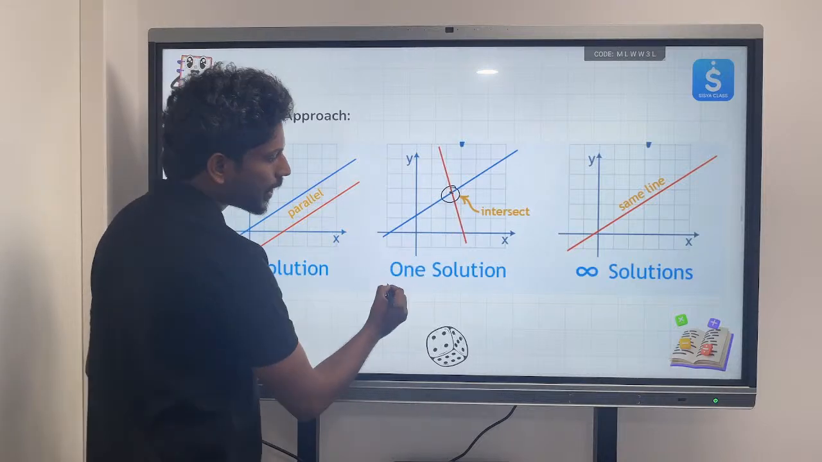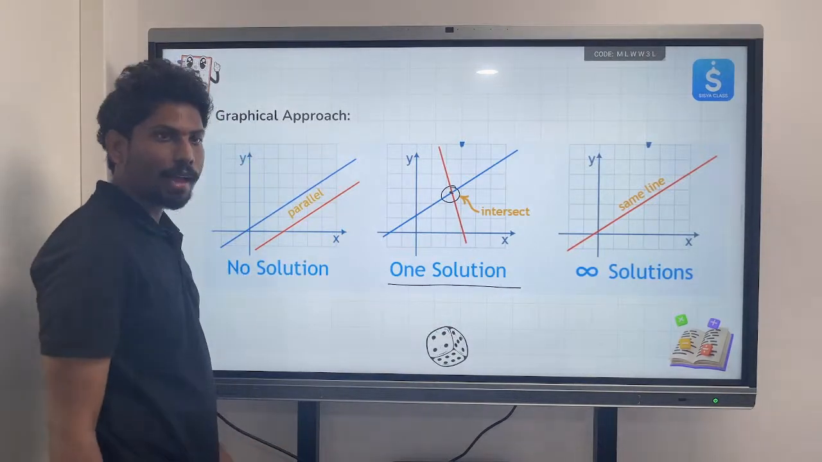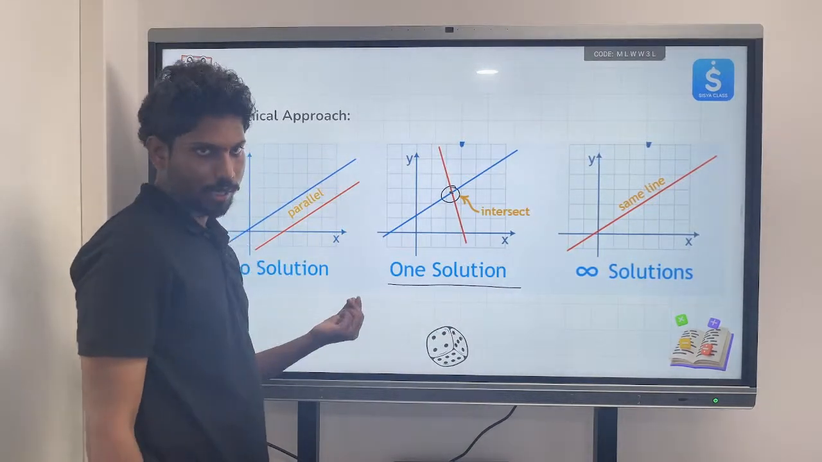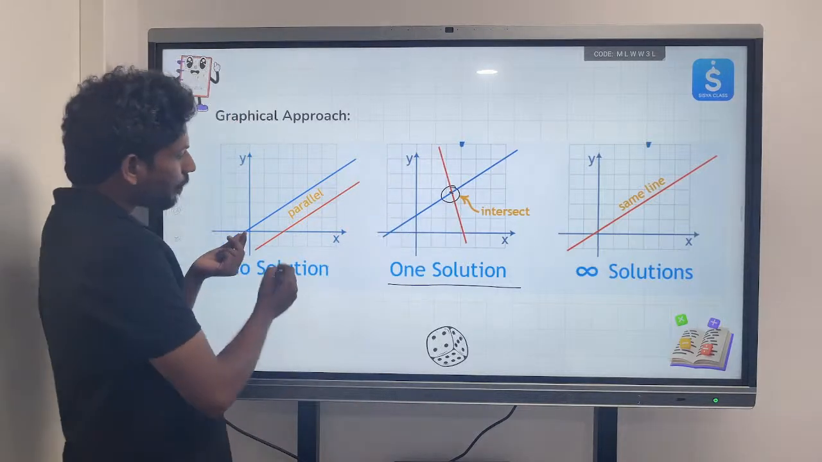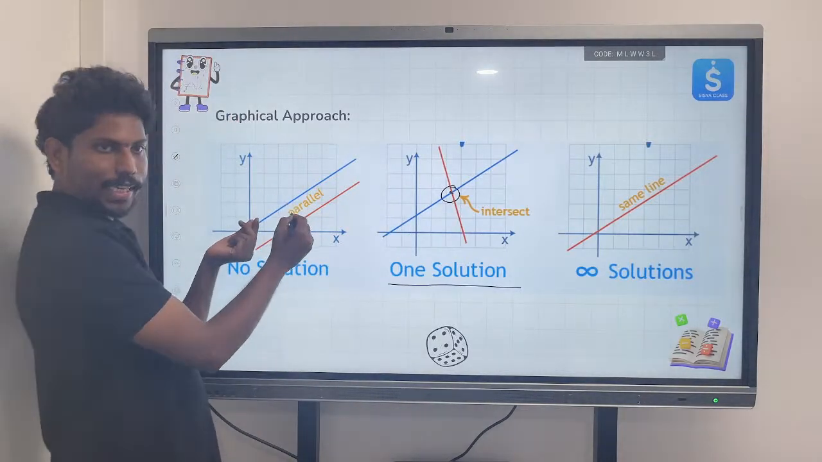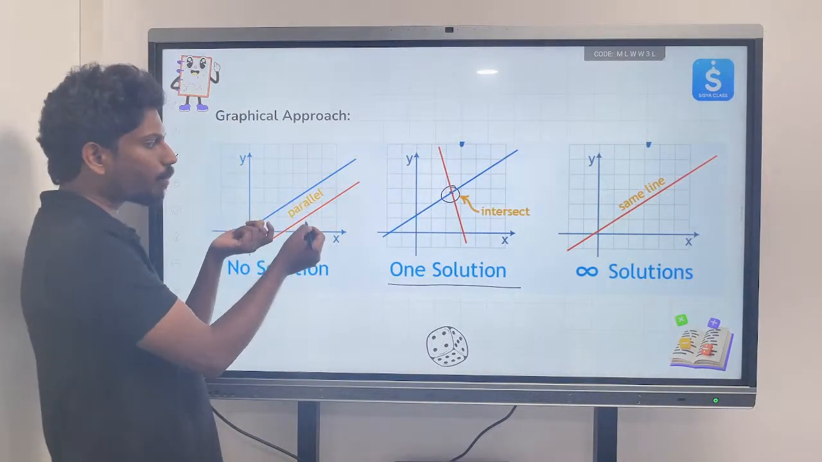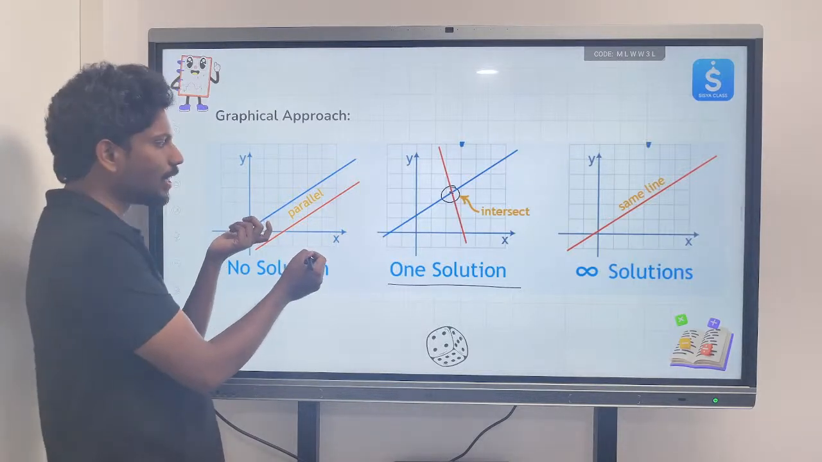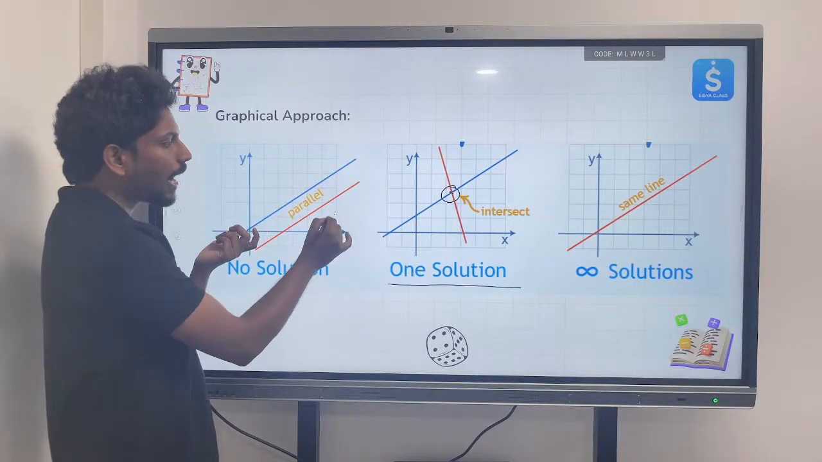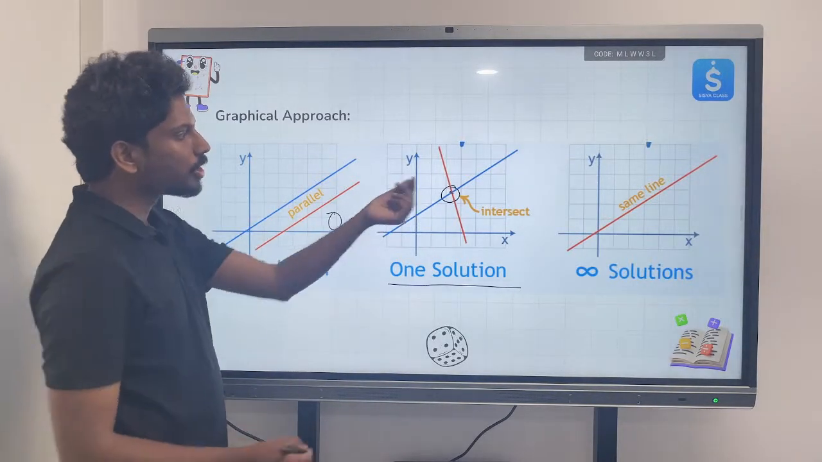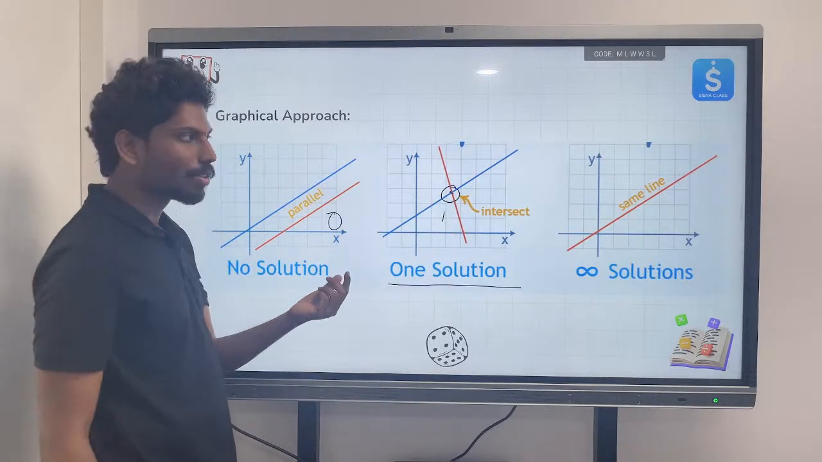Please remember, these two lines are intersecting at only one point. Hence, how many solutions do we have? There is only one solution, right? Can you see here? But are these two lines intersecting at any point? No, there is not even one point where these two lines are intersecting. So how many solutions do they have? They have zero solutions, right?